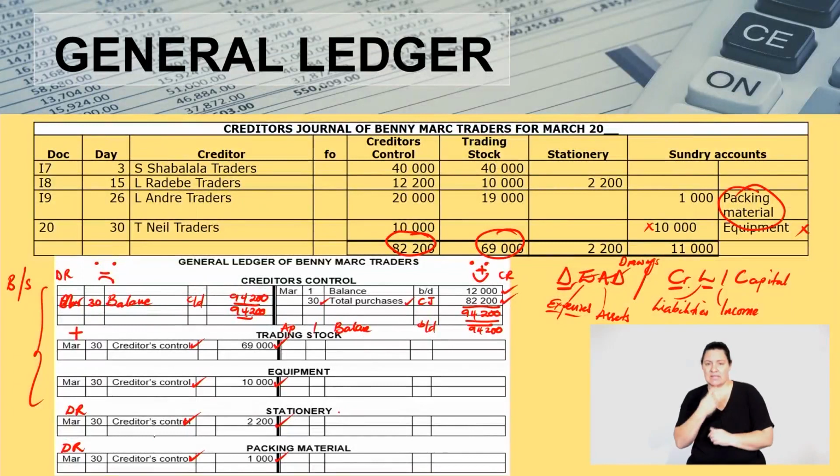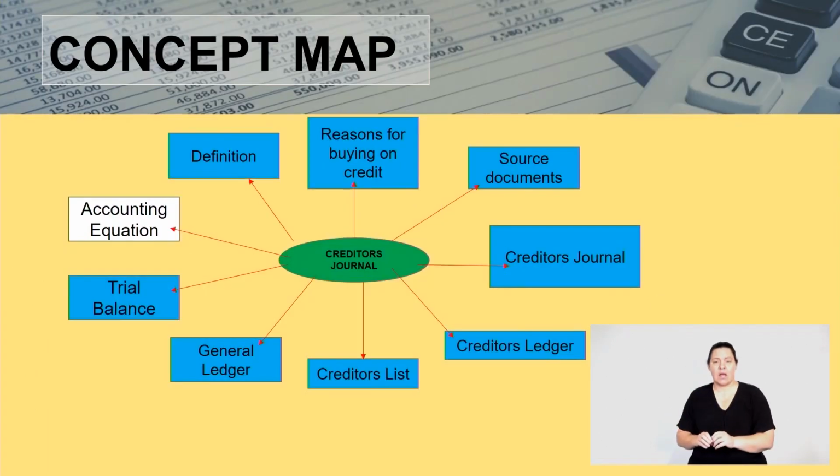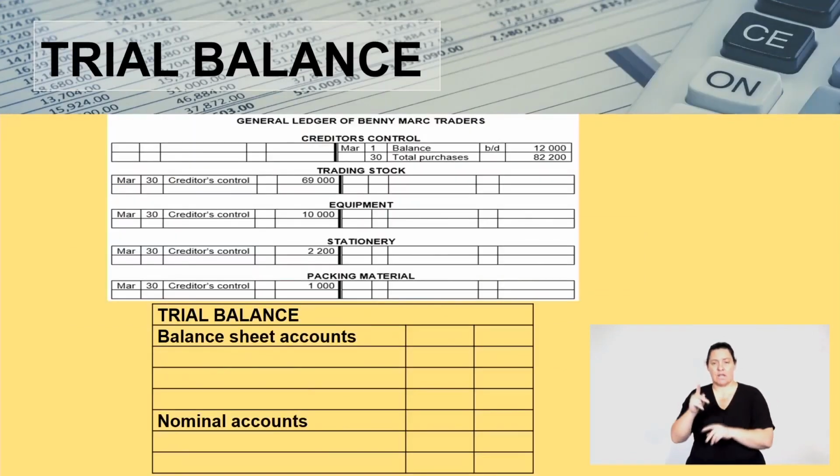And therefore I'm going to say in the packing materials rather, creditors control, and there I have my 1,000. I would then move on to posting to the trial balance. Let's quickly post to the trial balance. Remember, your trial balance has the debit side as well as the credit side.